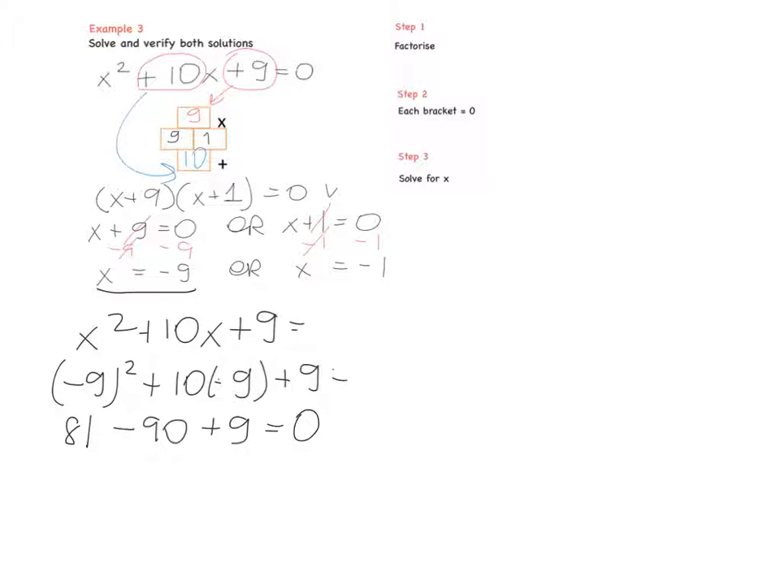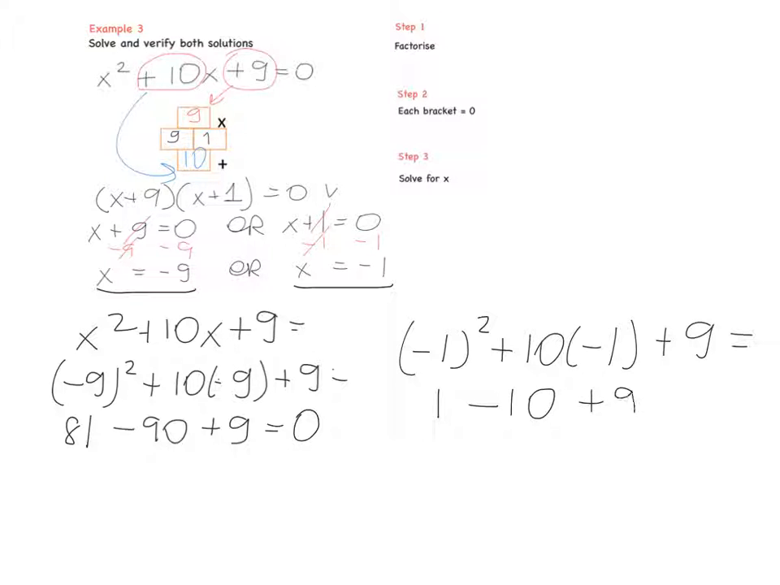And the next one, we have x equals minus 1. So let's put minus 1 instead of x. So we have minus 1 to the power of 2, plus 10 multiplied by minus 1, and plus 9. Okay, so minus 1 to the power of 2, that's minus 1 multiplied by minus 1, that's 1. Then we have 10 multiplied by minus 1, that's minus 10, and plus 9. And the same, you can add it up first, so that's 10 minus 10, that gives you 0, correct. Okay, and perfect.